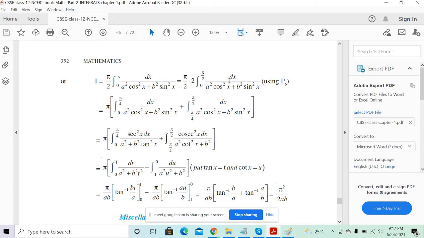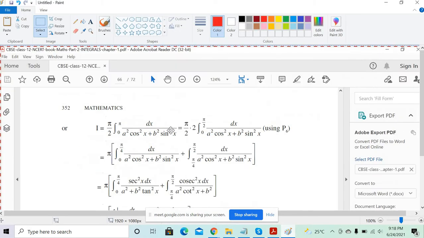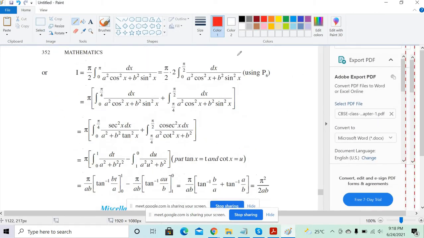What is the advantage you will get? See, 0 to pi by 2, you can go from 0 to 45 and 45 to 90, right? Same way we are doing 0 to pi by 4 and pi by 4 to pi by 2. Remember that 0 to 2a, how do we go? It's the same thing. You know the property number? This property we do like this.